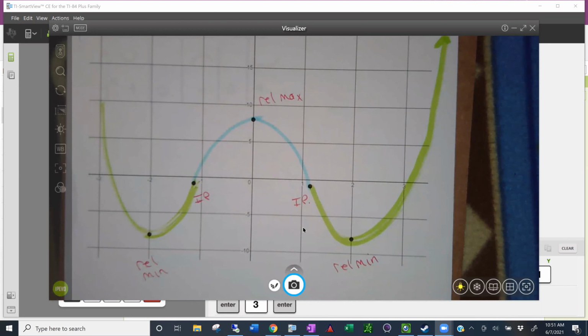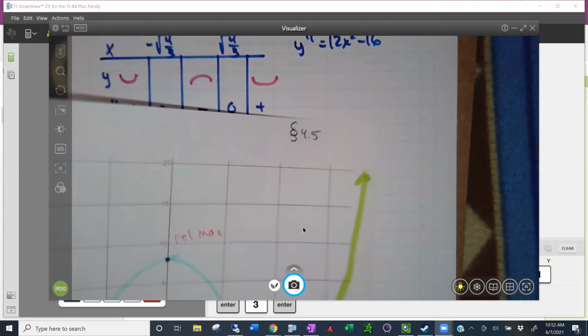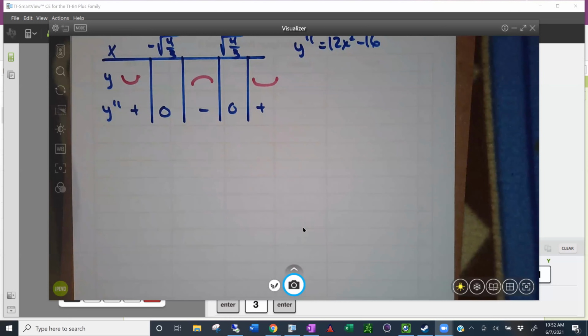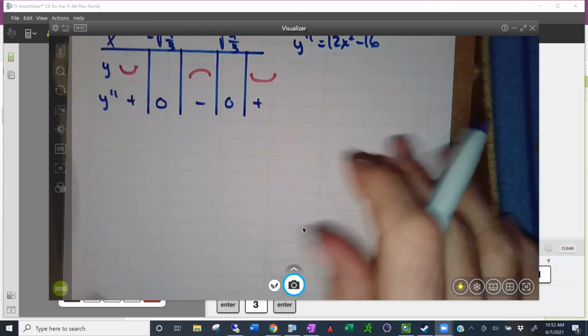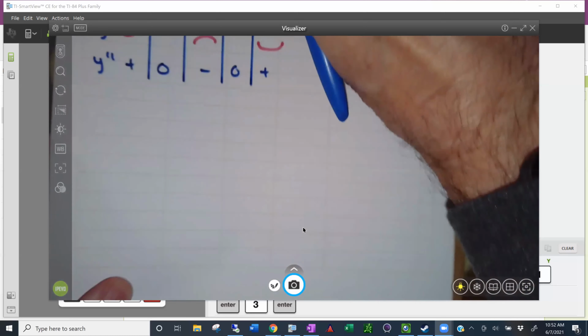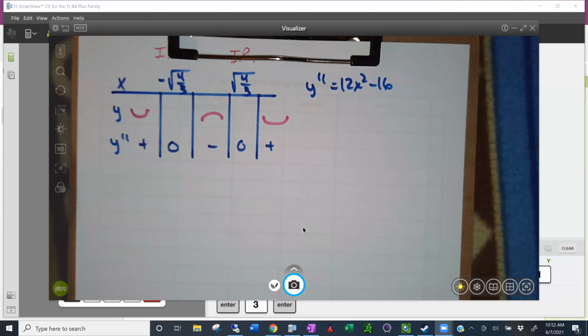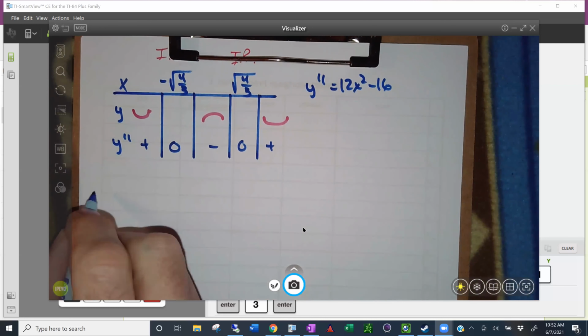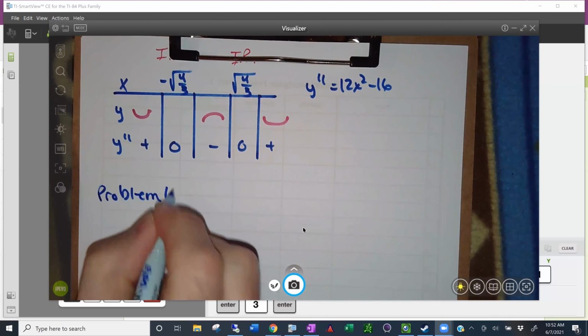Okay. We're good with that first one? All right. Let's try some more here in the same section. Let's move over to problem number 10. Now, I'm sure that most of you don't have your book open, so that's okay. Let me tell you what problem 10 is. Problem 10.